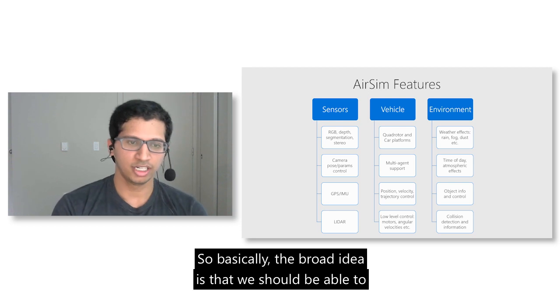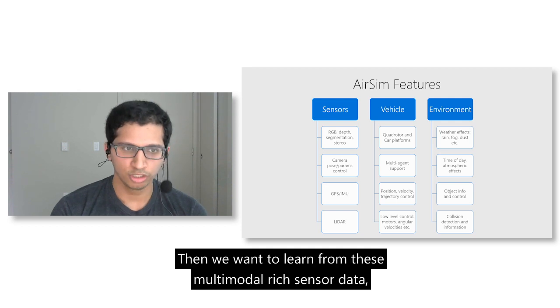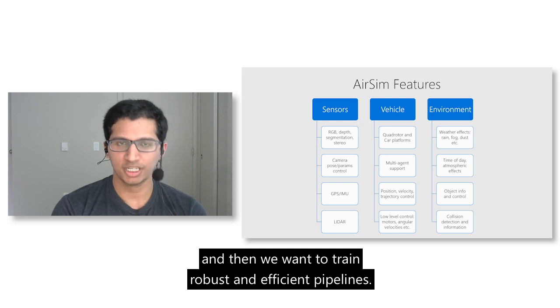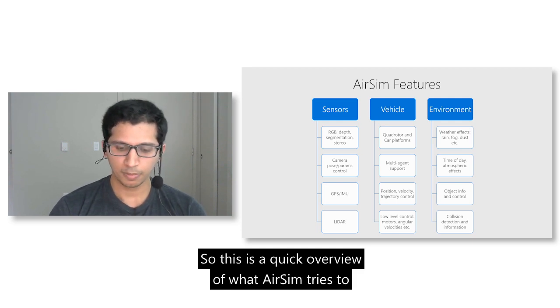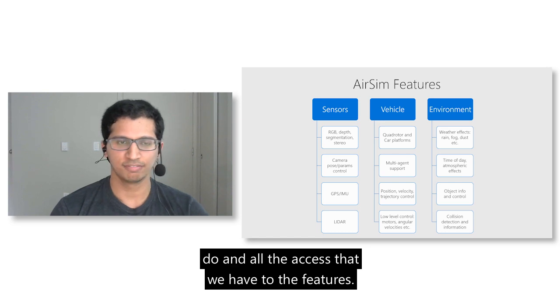So basically, the broad idea is that we should be able to play with any kind of sensor or vehicle parameters that we want. And then we want to learn from these multimodal, rich sensor data, and then train robust and efficient pipelines. So this is a quick overview of what AirSim tries to do and all the access that we have to the features.